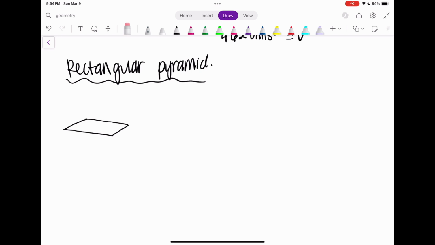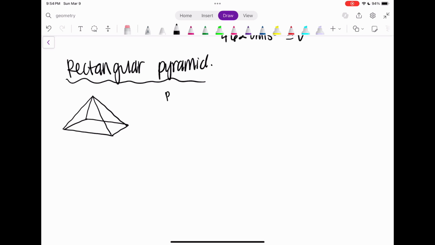So I'm going to draw a rectangle at the bottom. It doesn't have to be perfect. So I'm going to draw a diagonal line. They meet up top. From there, I'm going to go from the top to each corner on the other sides. And I get my rectangular pyramid.